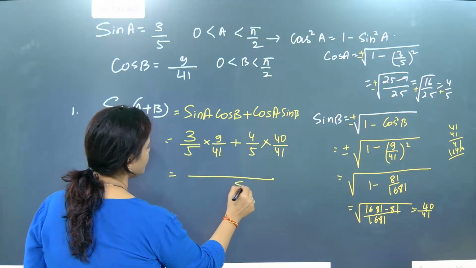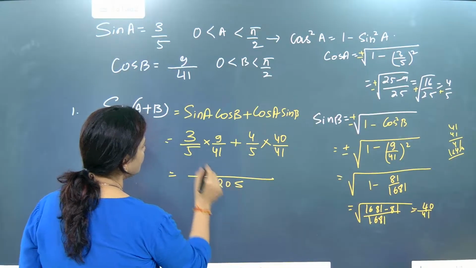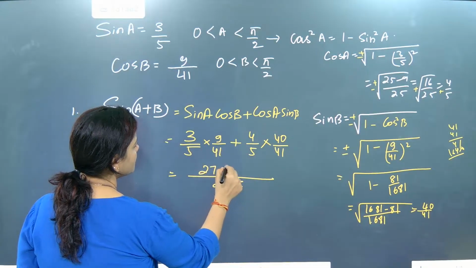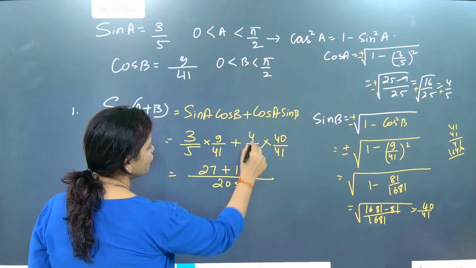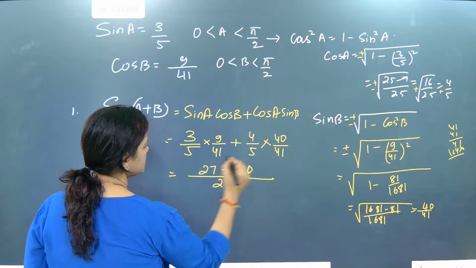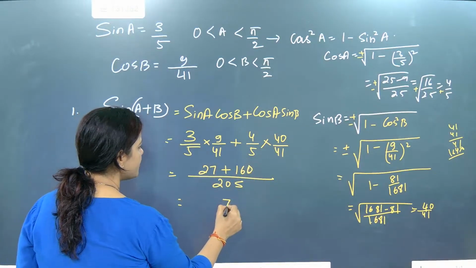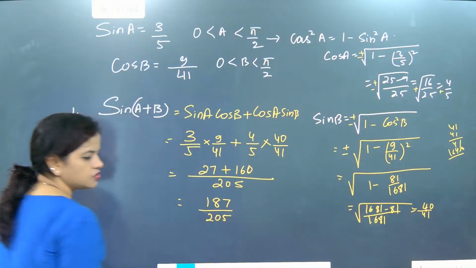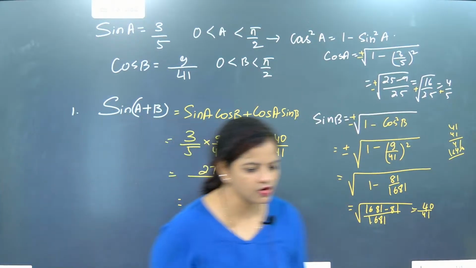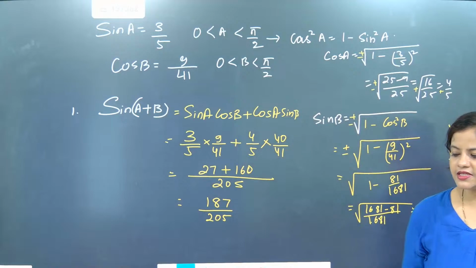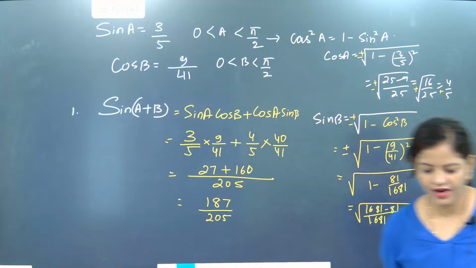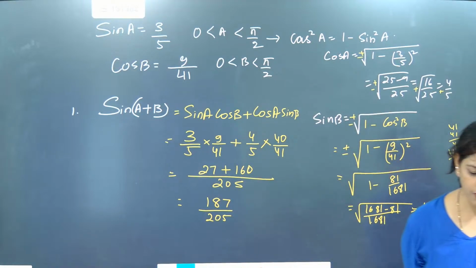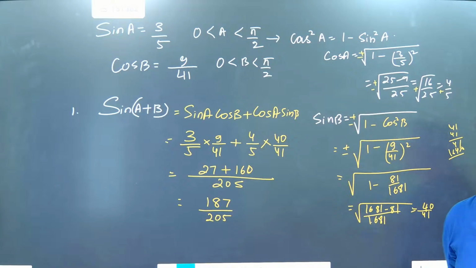So 5 ones are 5, 5 fours are 20, 27 plus 160. 4 fours are 16. So here it is coming 187 by 205. Anyone got the value? Come on, 187 by 205 is the value beta. This is sine of A plus B formula.